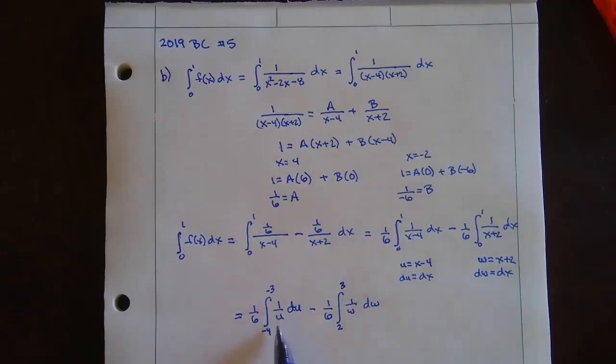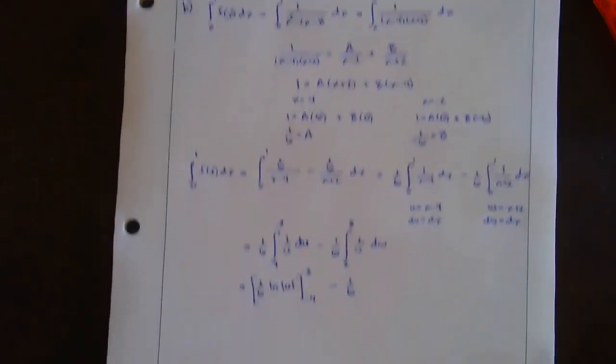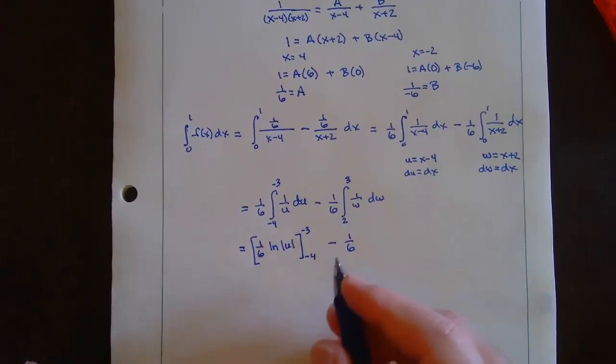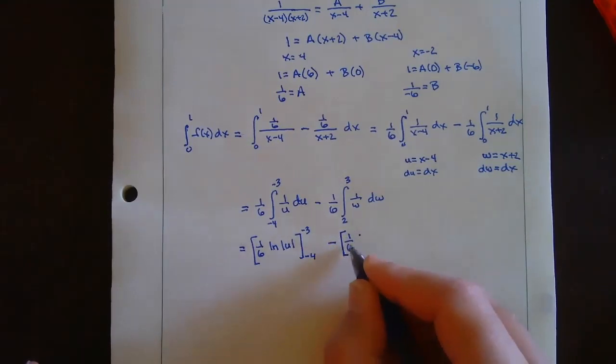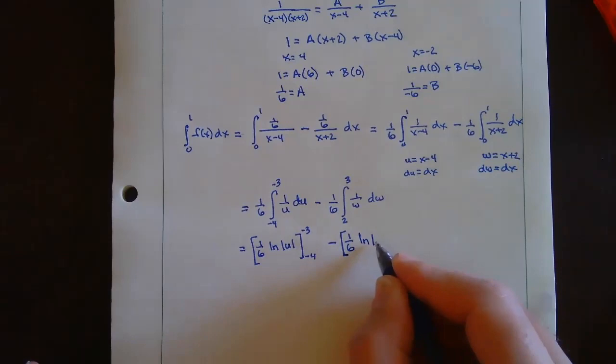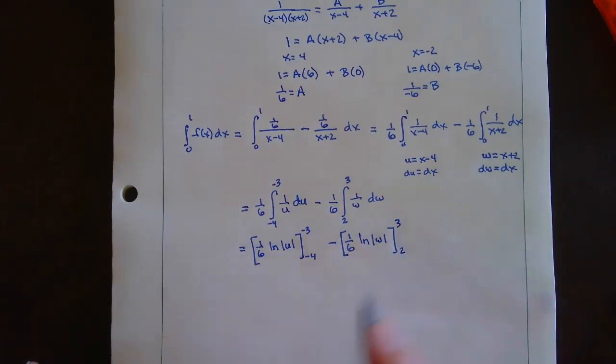Okay, now we know what the integral of 1 over u is, and 1 over w, that's just the natural log. So this becomes 1/6 the natural log of the absolute value of u evaluated from -4 to -3, and then minus 1/6. I just realized you can't see it. Minus 1/6, I should write just minus 1/6 the natural log of the absolute value of w evaluated from 2 to 3.